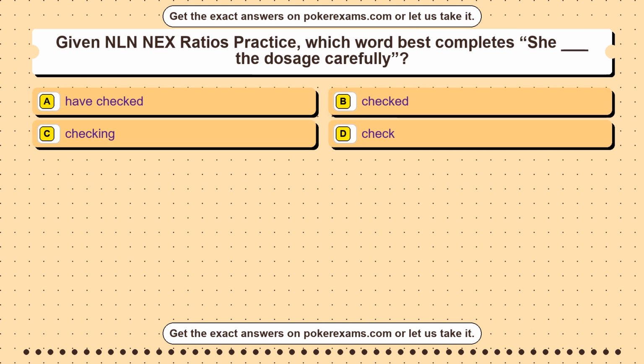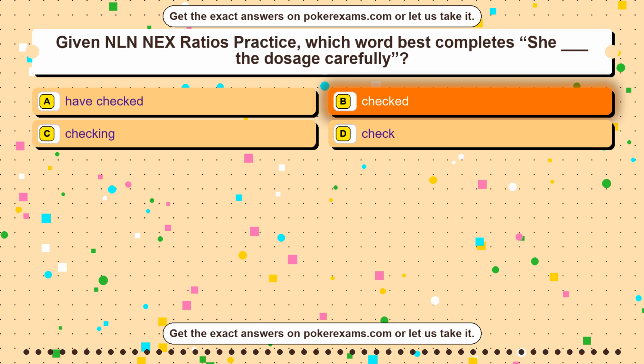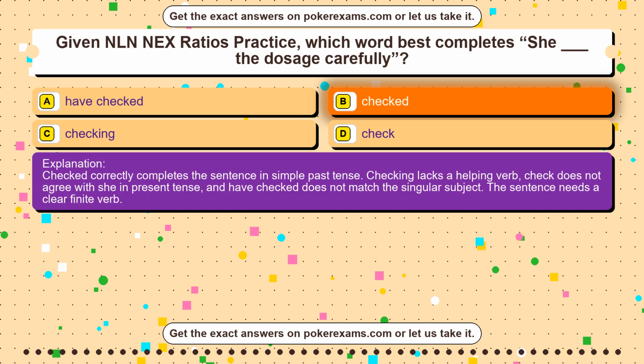Question 8. Given NLN NEX Ratios Practice, which word best completes "she blank the dosage carefully"? Option A have checked. Option B checked. Option C checking. Option D check. The correct answer is option B, checked. Checked correctly completes the sentence in simple past tense. Checking lacks a helping verb, check does not agree with she in present tense, and have checked does not match the singular subject. The sentence needs a clear finite verb.